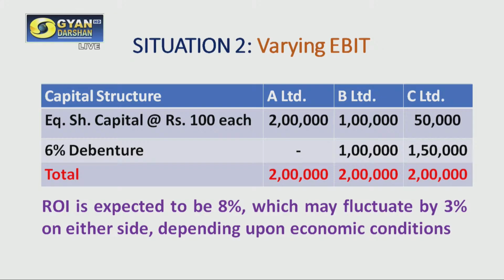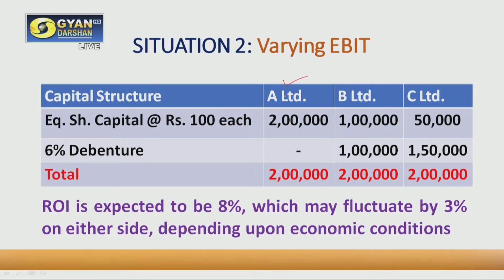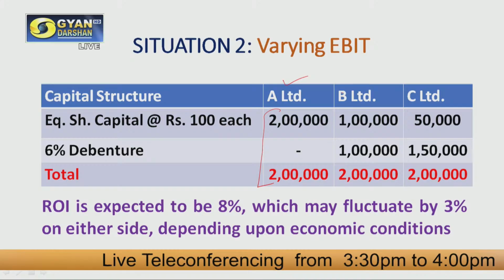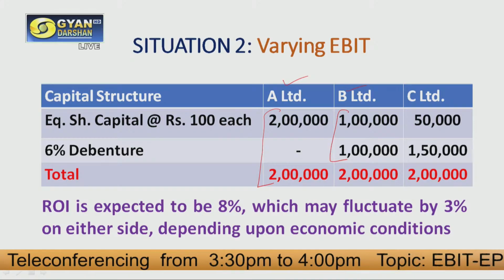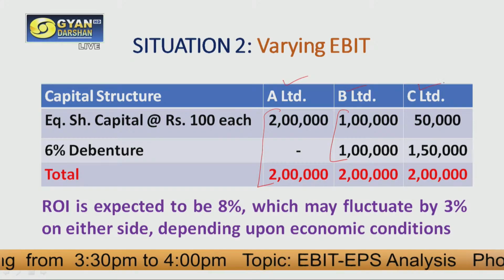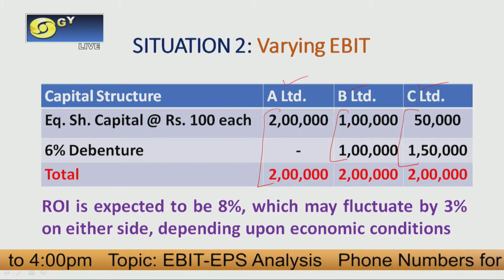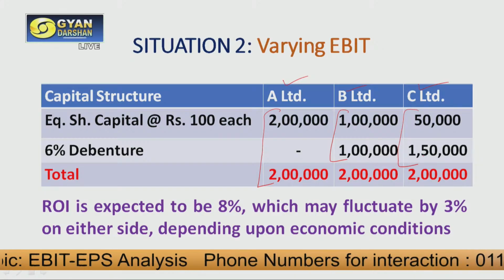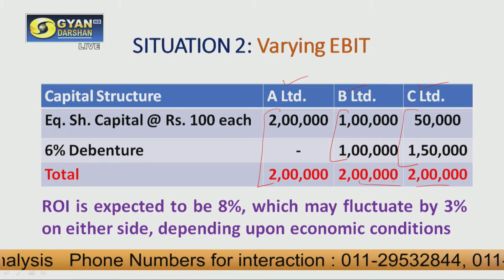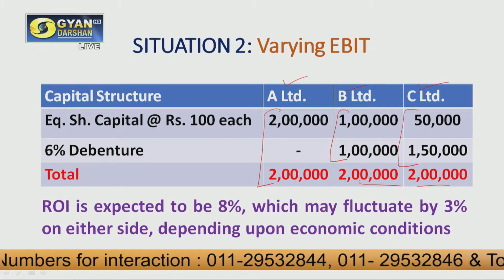So let us see one more situation when our EBIT is also changing with the type of firm or maybe economic situation. So let us understand with the help of this example here. In this case, we have 3 different firms. Firm A Limited, which is again an all equity firm. So all the funding is done through equity shares. Then we have firm B, 50% from equity and 50% from debt. Then we have firm C, in which 25% is raised from equity and 75% is raised from debt. In all the 3 cases, the total funding that we have is rupees 2 lakh.